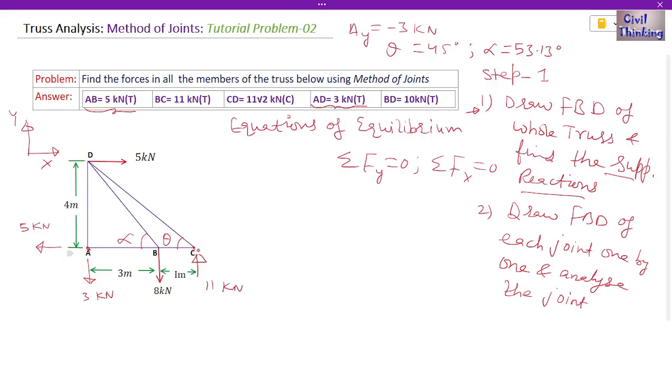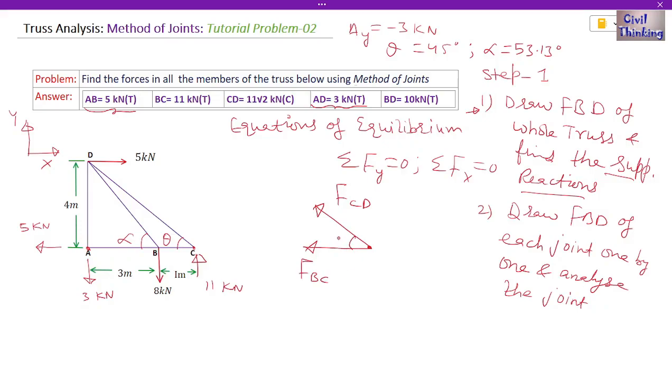Now let us analyze the joint C, okay? Let us say this is joint C, and we have the CD member at C, and we also have the CB member, right? So this is force in CD, okay? Remember, I am showing this arrow away from the joint or point. It means this is tensile, okay? This is an assumption. This is force in CD, and this is force in BC, okay?